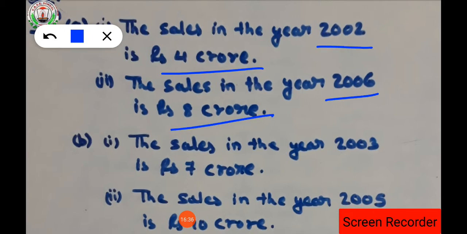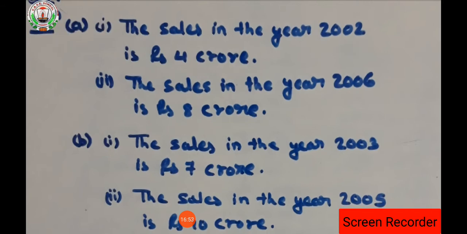Clear? Similarly for the B part, what were the sales in 2003? The sales in the year 2003 is 7 crores. And in the B question second part, what were the sales in 2005? The sales in the year 2005 is 10 crores. Clear? So these are the answers of question 2 A and B part.